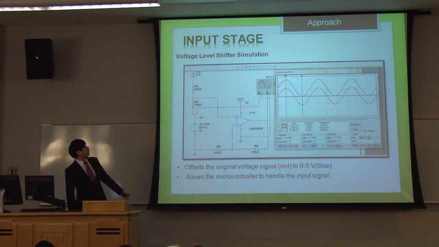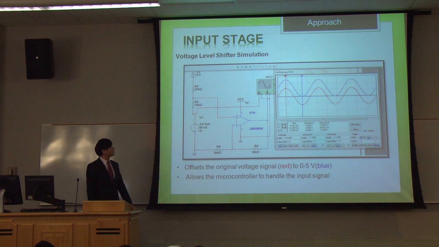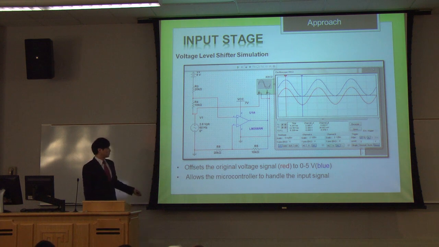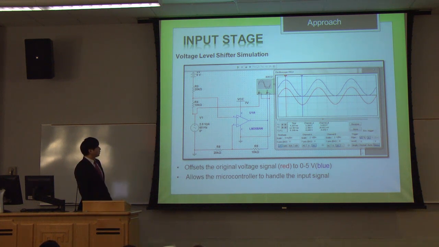So this is the voltage level shifter simulation. The voltage level shifter will offset the original voltage signal to 0 to 5 volts, which will allow the microcontroller to handle the input signal. So this red one is showing the original signal, and the blue one is showing the offset above the 0.